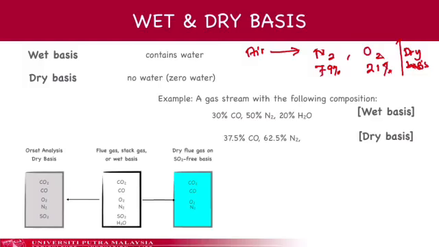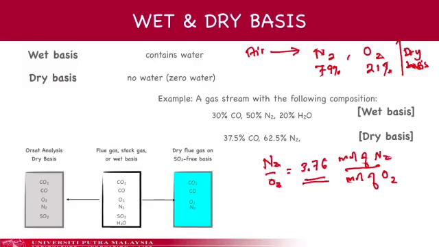So the ratio of nitrogen to oxygen in air is about 3.76 mole of nitrogen to oxygen. Okay, so the mole ratio of nitrogen to oxygen is about 3.76, and this is also very important for you to memorize, because it will make your calculation much easier.